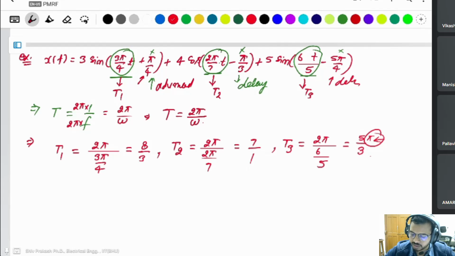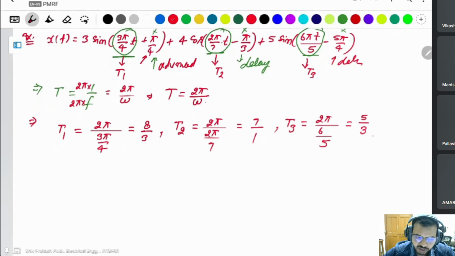If there is no common multiple, if this is not a rational number in T1 by T2 or something, then you can't say this is a periodic signal. This is a non-periodic signal if you can't find the LCM of this. Okay, T1, T2, T3, you got these. Then you have to find the LCM of the denominators.